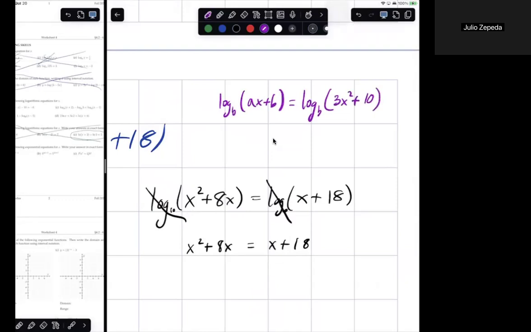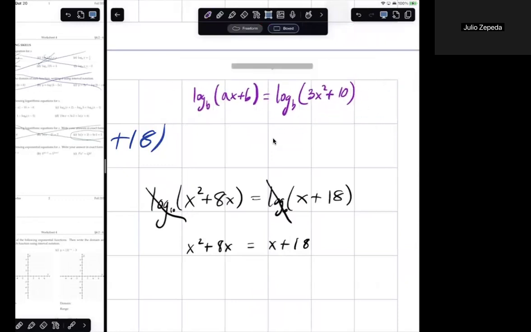A log equal to a log and nothing else. Sometimes there may be a +7 here, like another term. And in that case, you can no longer just cancel out these log base b's because that 7 doesn't have a log base b with it. And even if it did, it just has to be a single log equal to a single log in order to be able to cancel out those logs.